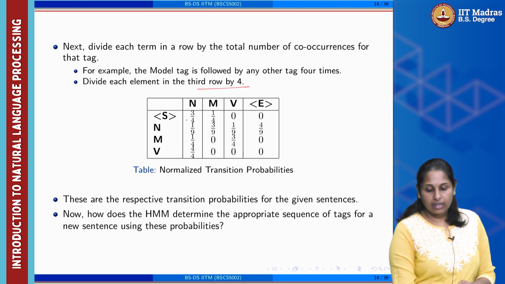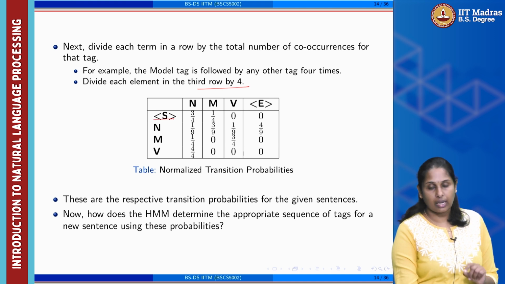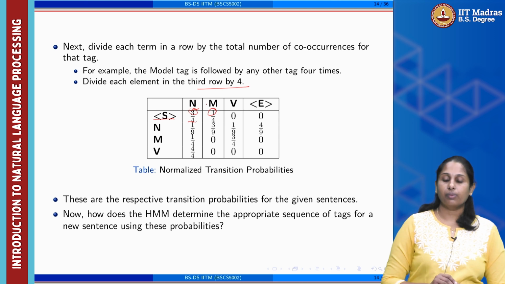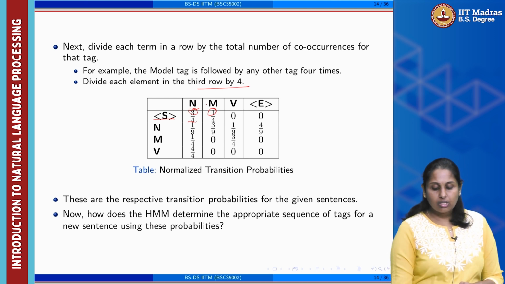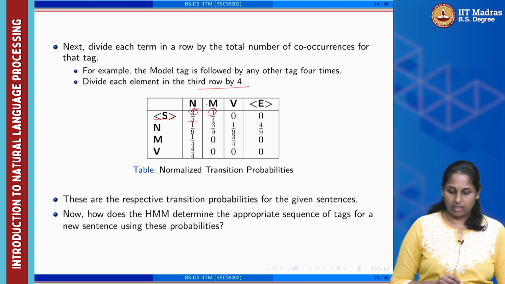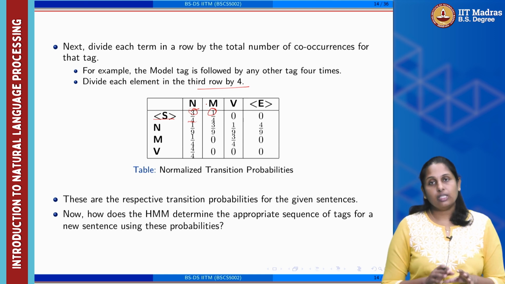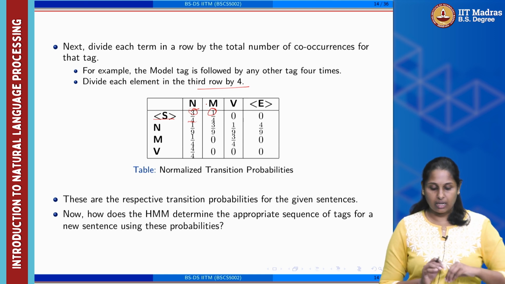So now what we are getting is that the sentence starts 4 times, but it is identified as a noun 3 times. It is identified as a modal verb 1 time, right? So these are the normalized transition probabilities. So these are the respective transition probabilities for the given sentences.